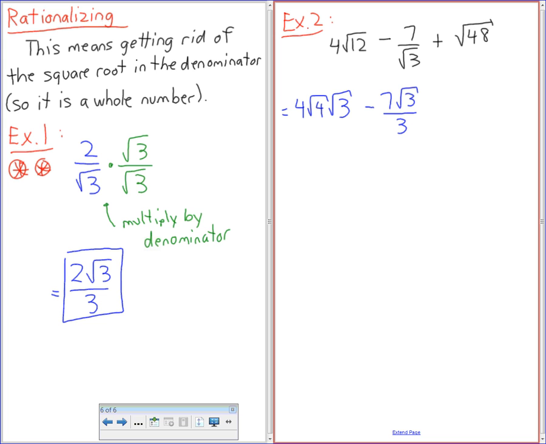I do root 3 times root 3 and times 3. Like 3. So I do root 3 times root 3 and then not cut.